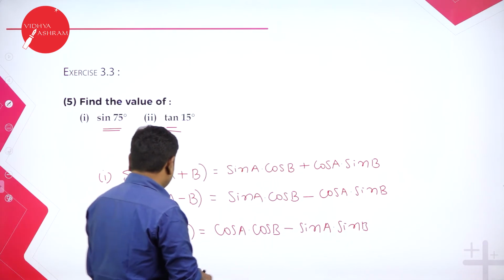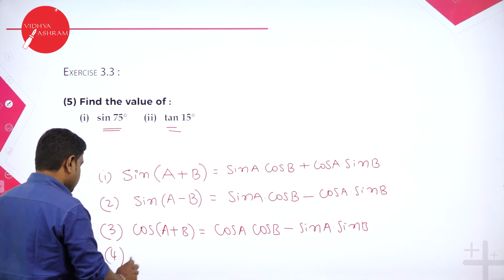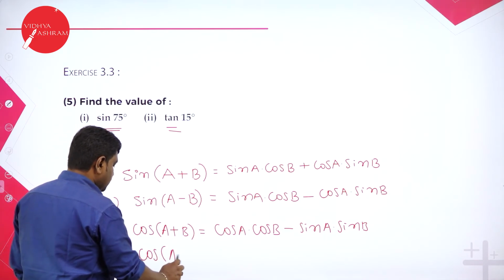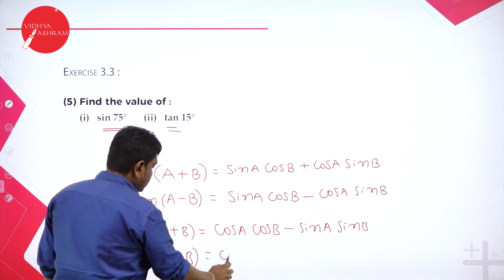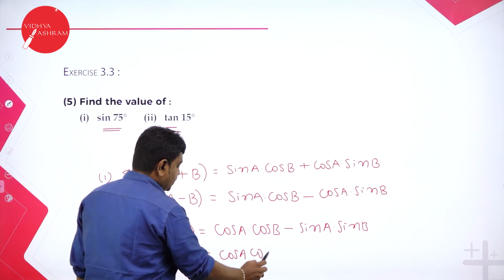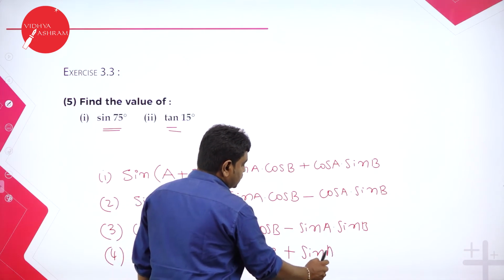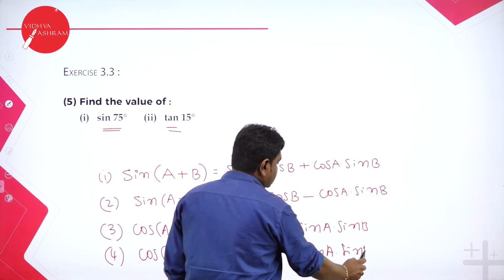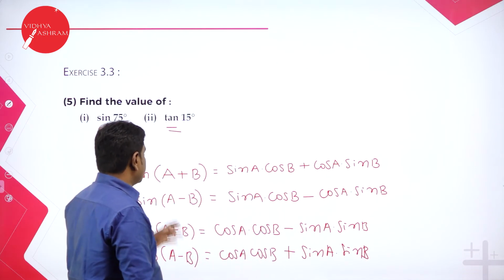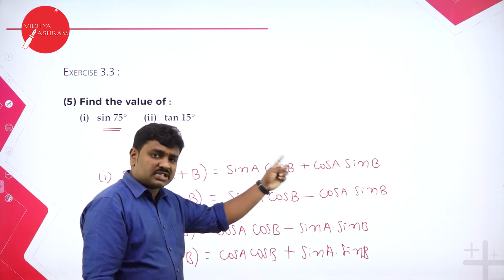And similarly, cos of A minus B. What is cos of A minus B? Cos of A minus B is cos A cos B. If it is minus in the question, it will become plus sin A sin B. So these are the compound angles for sine and cos. Similarly, we have tan also. What is sine of A plus B? Sin A cos B plus cos A sin B.